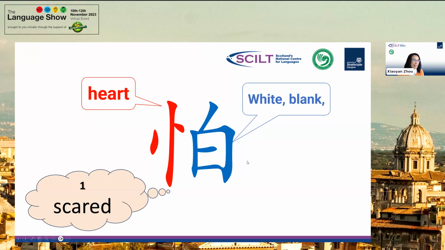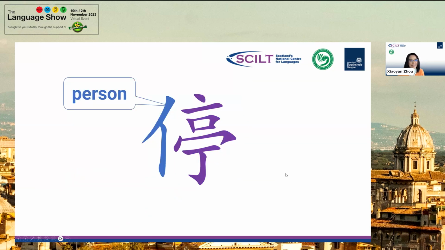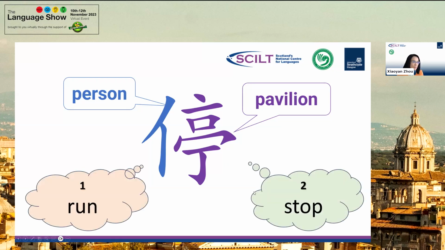Well done. Okay, next. On the left, we know it already as well, is the person radical. And on the right is the character of Puvailin. What do you think you would do if you were walking and saw a Puvailin? Would you go running or stopping?